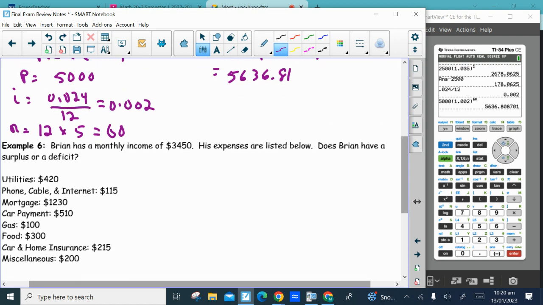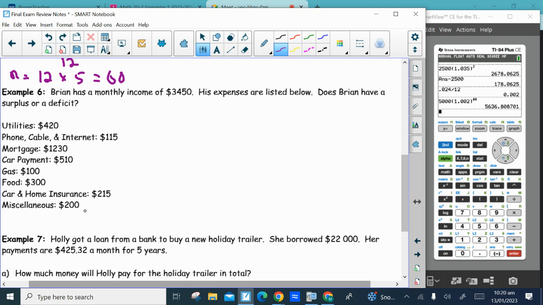Brian has a monthly income of $34.50. His expenses are listed below. Does Brian have a surplus or a deficit? So is he making more money than he's spending, or is he spending more money than he's making? So the first thing you would need to do is add up all of his expenses, which will give you $3,090 if you add them all up. And that is less than what his income is. So in this case here, he would have a surplus.